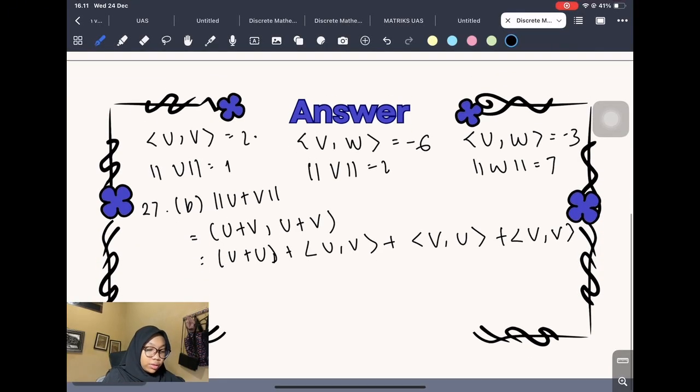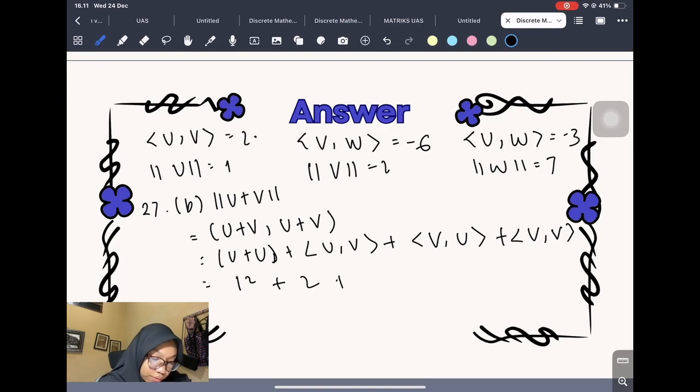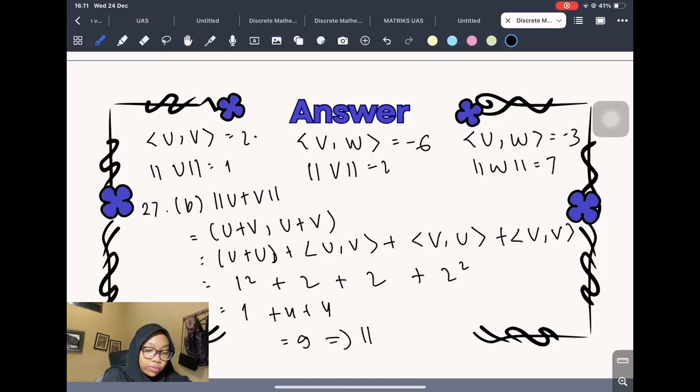Substitute the known values. What is u and u? It's 1 squared. u and v is 2. v and u is 2. So v and v is 2 squared. So 1 squared is 1, 2 plus 2 is 4, and 2 squared is 4. So 1 plus 4 plus 4 is 9. Now we take the square root. The square root is 3. This is the result.